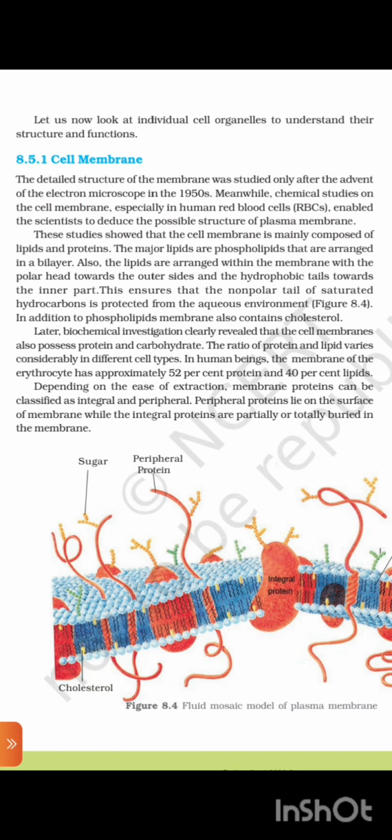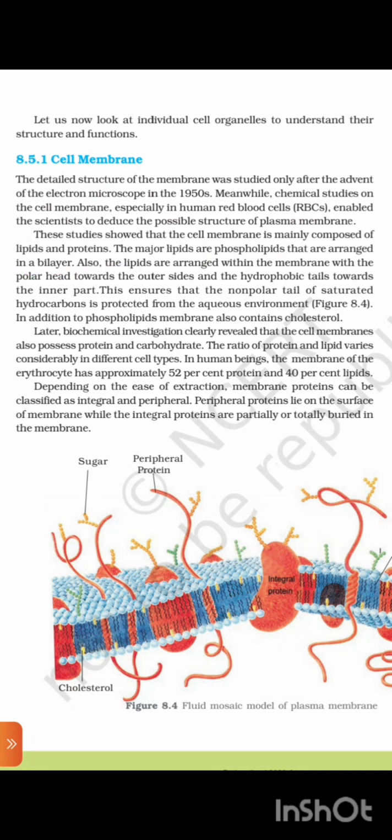the 1950s. Meanwhile, chemical studies on the cell membrane, especially in human red blood cells, RBCs, enabled scientists to deduce the possible structure of the plasma membrane. These studies showed that the cell membrane is mainly composed of lipids and protein. The major lipids are phospholipids that are arranged in a bilayer.